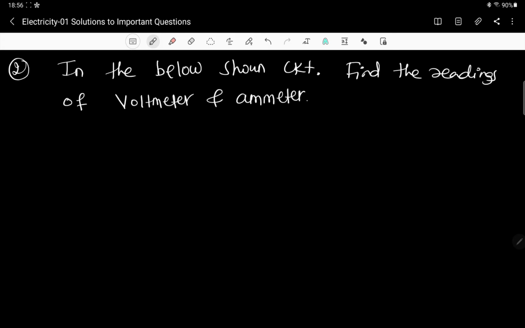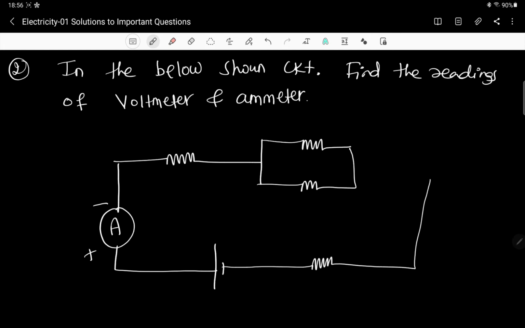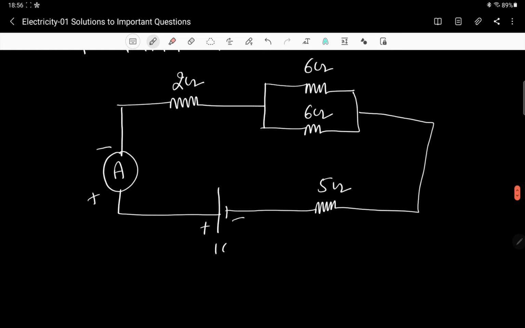Here is a circuit given. The circuit is like this. Here I have got one resistor and another 2 resistors are there. All right. So then afterwards we are going to have an ammeter here, which is like positive and negative, and I have got one battery here and I have got one more resistor. Then I am going to connect it back. All right, so this is like 2 ohm and this is 6 ohm and this is also 6 ohm, and I have got 5 ohm here, and here this battery is like 10 volt, and here voltmeter is connected.